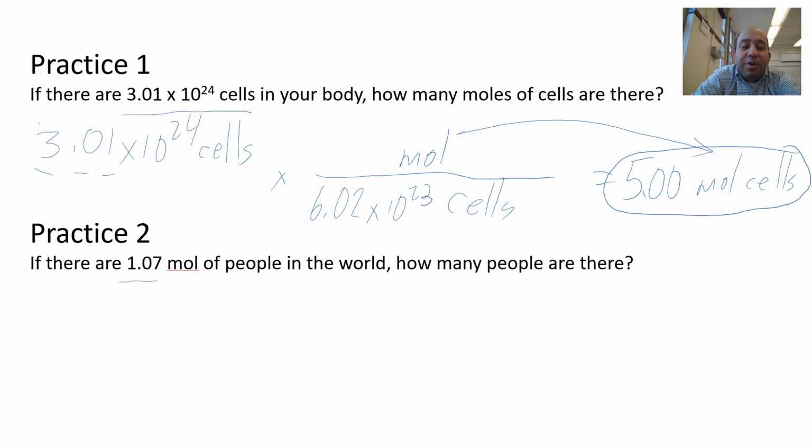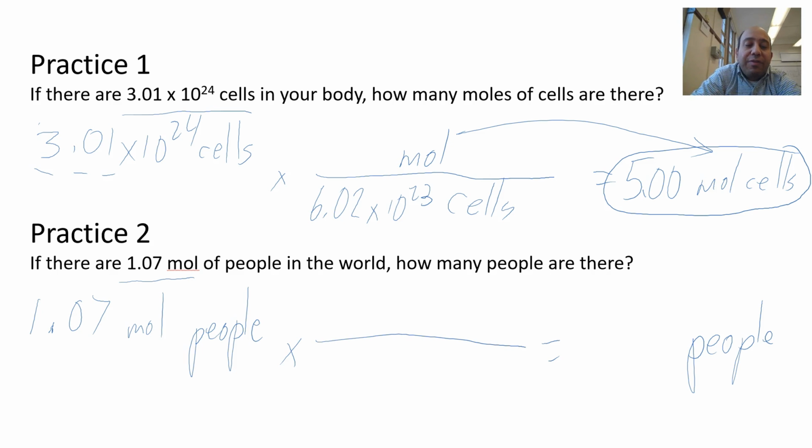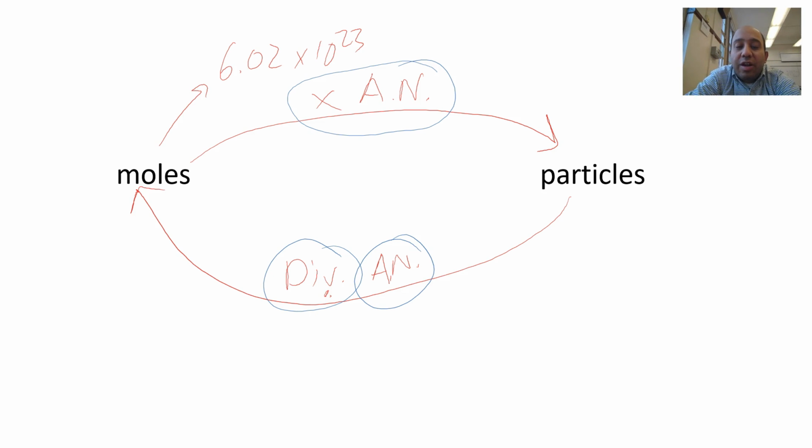Okay, if there's 1.07 moles of people in the world, obviously there's only 7 billion people in the world, which is only 9 zeros. But here we're talking about a very large number, of course, because we're talking about moles. There are not 1.07 moles of people in the world. There's not enough space for that many people. Okay, so if you have moles of people and you're trying to figure out the number of people, you put people on the right side because that's what you're solving for. Again, if you don't know how to set this up, you're going to look at your drawing over here, your schematic. That helps you understand whether to multiply or divide.